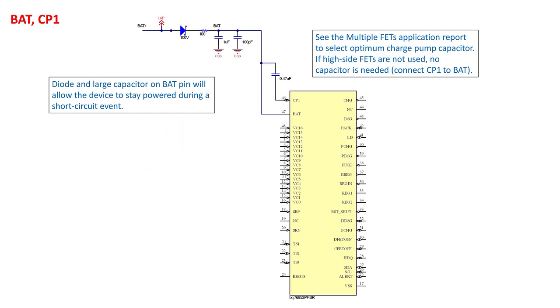Next, let's take a look at the BAT and CP1 pins. The BAT pin is the primary power supply for the device. A series diode is recommended on the BAT pin, along with a capacitor to VSS. If there is a short circuit condition on the pack, this will prevent the BAT pin from being pulled low as the stack voltage goes to zero.